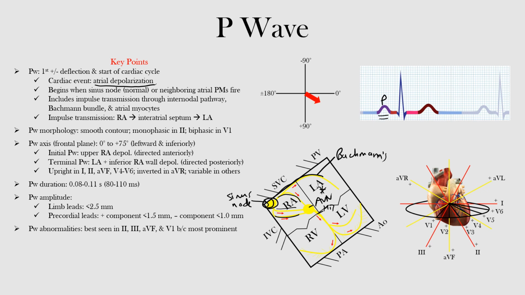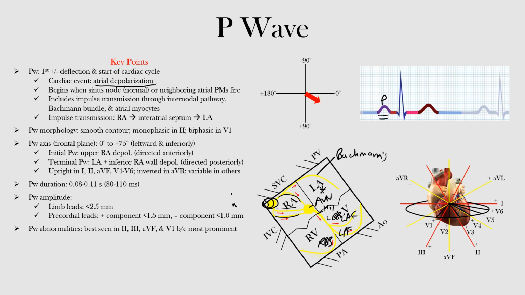The His bundle splits into the bundle branches. We have our right bundle branch that innervates the right ventricle. Then we have the left bundle branch that splits off into a left anterior fascicle and a left posterior fascicle, both innervating the ventricle. Okay, the left posterior fascicle innervates the inferior and posterior parts of the left ventricle. The left anterior fascicle innervates the anterior and superior portions of the left ventricle.